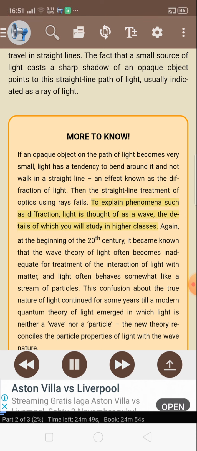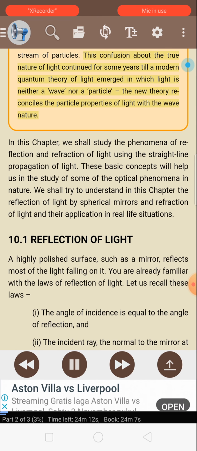To explain phenomena such as diffraction, light is thought of as a wave, the details of which you will study in higher classes. Again, at the beginning of the 20th century, it became known that the wave theory of light often becomes inadequate for treatment of the interaction of light with matter, and light often behaves somewhat like a stream of particles. This confusion about the true nature of light continued for some years till a modern quantum theory of light emerged in which light is neither a wave nor a particle. The new theory reconciles the particle properties of light with the wave nature.